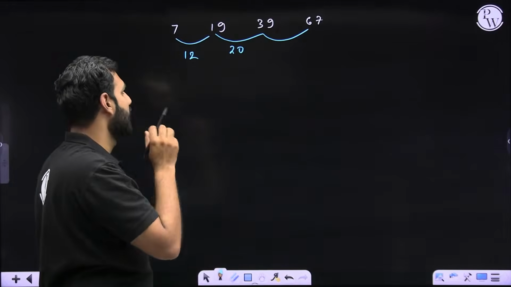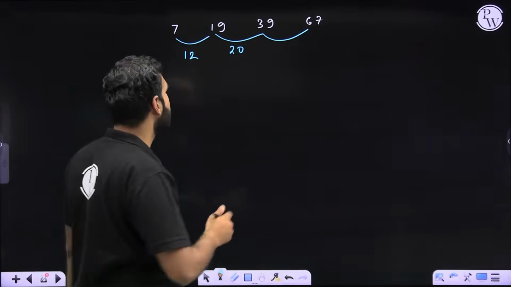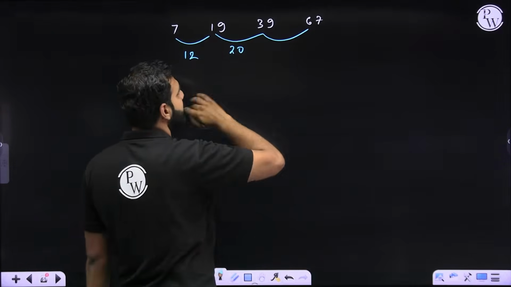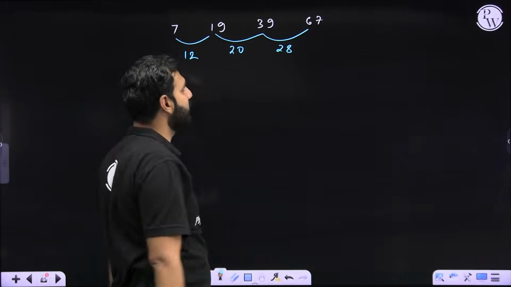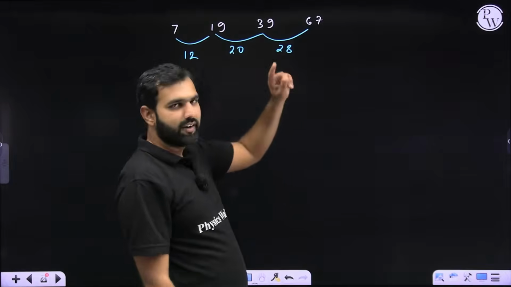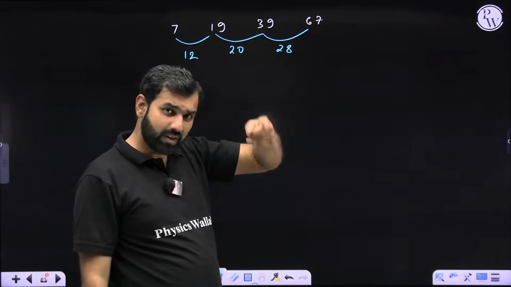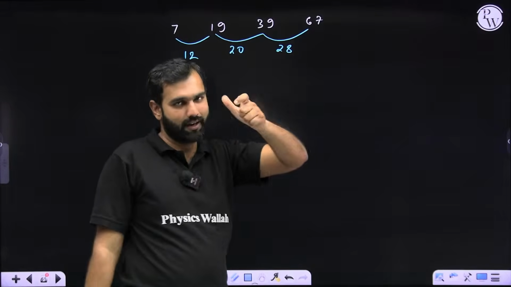I've moved one step ahead, both of them. So 68 minus 40 is 28, so the difference will be 28. If you don't understand this, you can subtract 39 from 67. Whatever difference is there between 39 and 67, that same difference will be there between 40 and 68. So that logic I have used here.